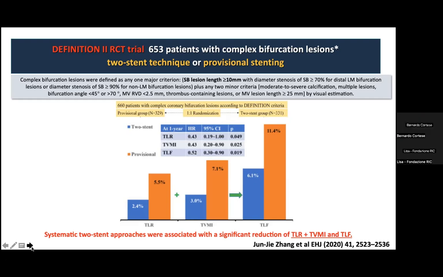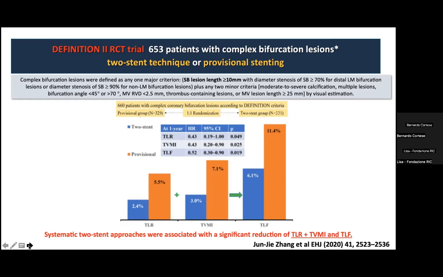Yeah, maybe we can go a little bit deeper into which techniques have been adopted here in the two-stent group, and in the provisional group, how many patients underwent two stenting instead of just one stent in the main vessel. So in the provisional group, we had 329 patients, and in the two stent group, 300. But of these 329, how many underwent two stenting and how many one stent? Do you have this information?